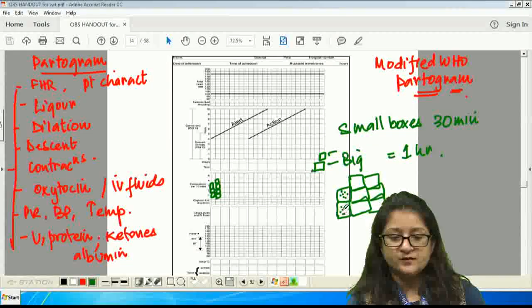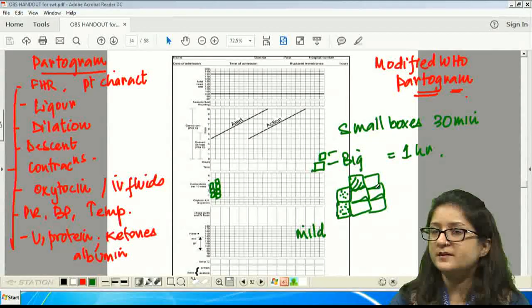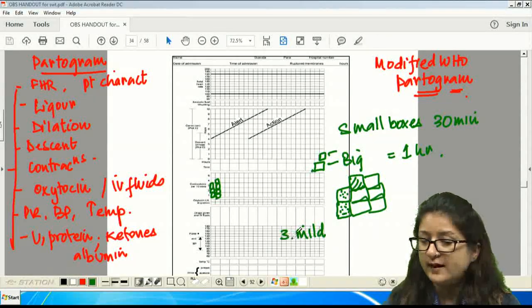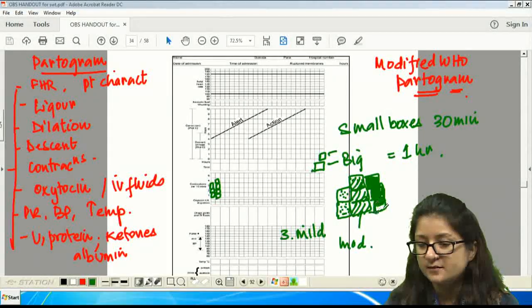If these are dotted boxes, it means mild contractions. So 3 mild contractions, okay. If they are lined boxes, it means that these are moderate contractions. And if these are completely shaded, like this, blackened boxes, then it means that these are good contractions, okay.